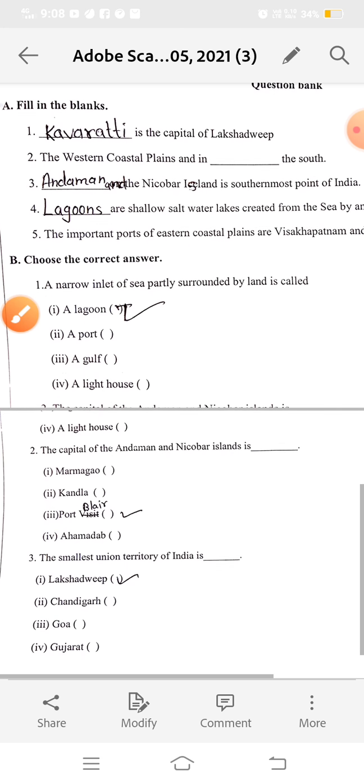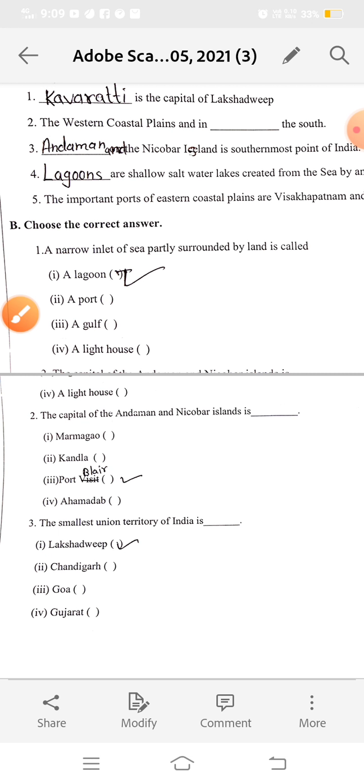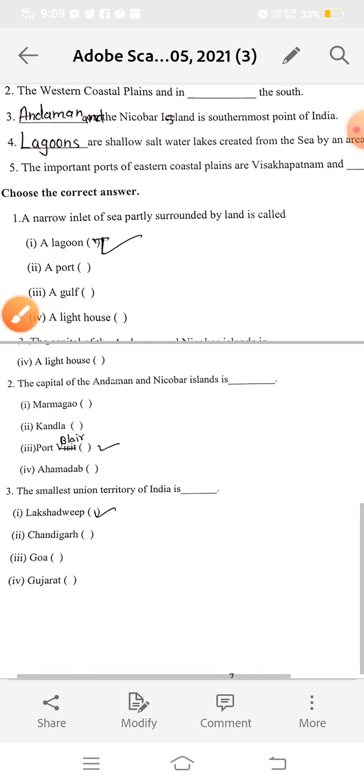Now choose the correct answer. A narrow inlet of sea partly surrounded by land is called a lagoon. Now the next is, the capital of the Andaman and Nicobar Islands is Port Blair. Now the third is, the smallest union territory of India is Lakshadweep. Now our worksheet is completed.